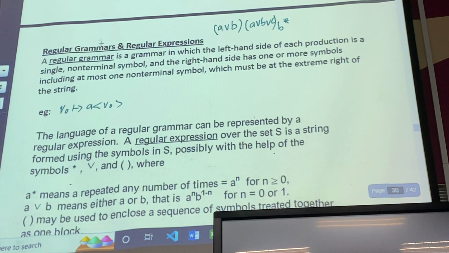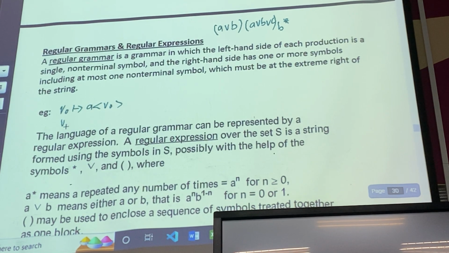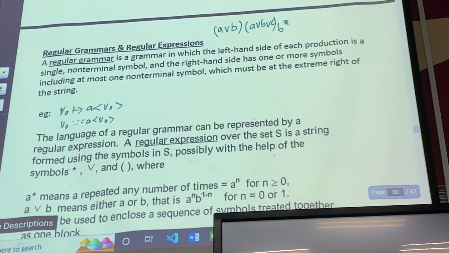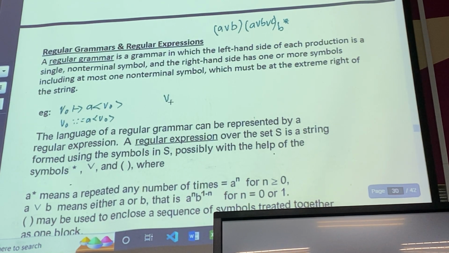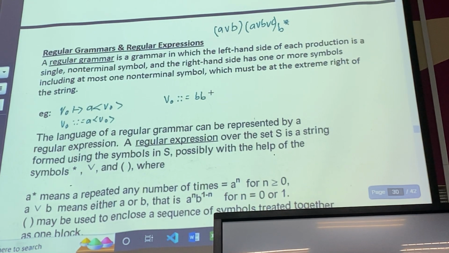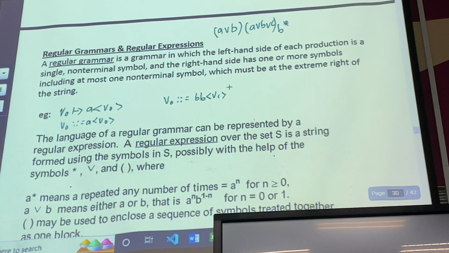If you write it in the BNF, then you will have V0, A, B, 0. Another example, you can have V0, B, B, B1, or C. So this is the alternative, this is the non-terminal, and this is the substitution, and this is a terminal symbol. Okay?